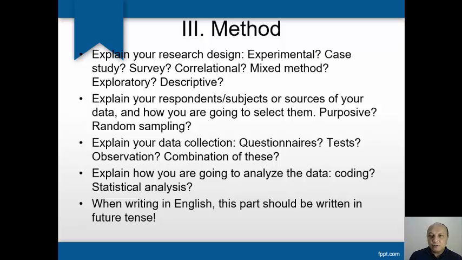And when you are writing in English, of course, this part should be written in future tense. So, for example, the researcher is going to select the subjects randomly. The researcher is going to analyze the data through coding. So it's going to or will. You have to explain this in future tense.